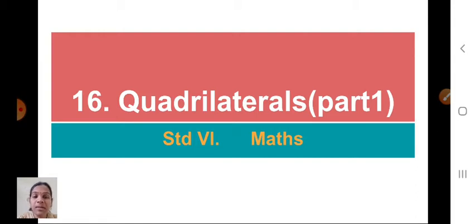Children, this session I am going to start a new chapter, chapter number 16, quadrilaterals. We will discuss what is meant by quadrilaterals and what the properties of a quadrilateral are. Are you ready, children? Do you know what is meant by quadrilateral?